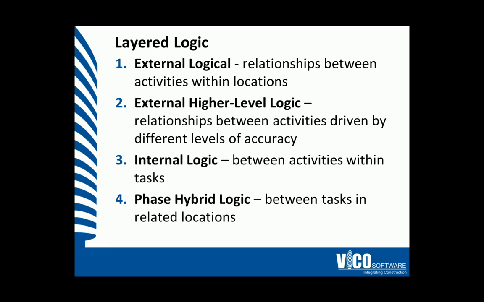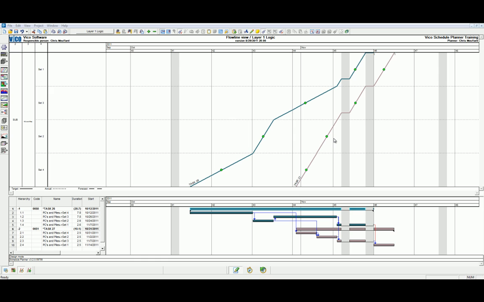The fourth layer is phased hybrid logic, which exists between tasks in related locations. Layer 4 logic is required to model the special cases of location lags and sequencing of external logic. Just as there can be a time lag between activities in CPM, there can be a location lag between tasks in location-based planning. We'll learn more about this in a vignette in this series. We use location lags to automate logic in related locations, for example by saying that work below needs to be completed before starting work above.